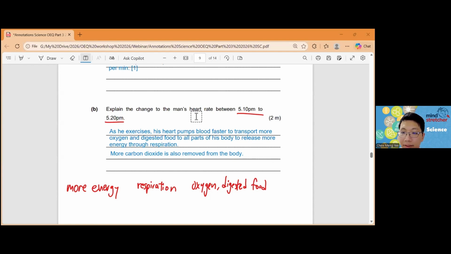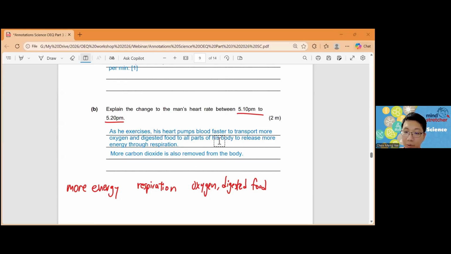Okay. So if your school teacher says you must add the carbon dioxide, do add it. I also put it here, so you want to make sure that you get full marks for PSLE. Please add in the carbon dioxide. Now you must mention respiration, because that is the process to release the energy for your exercise.